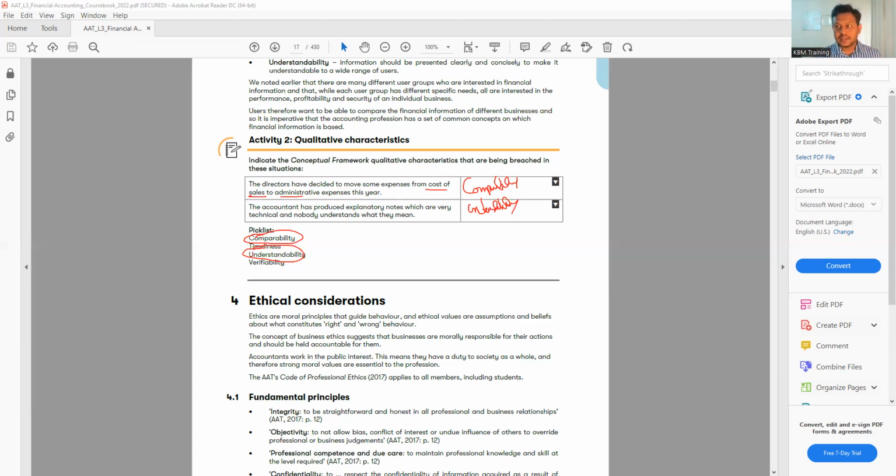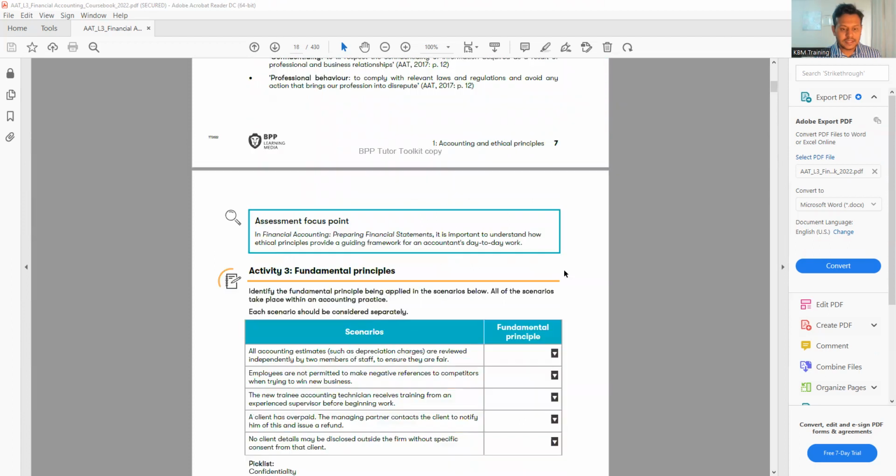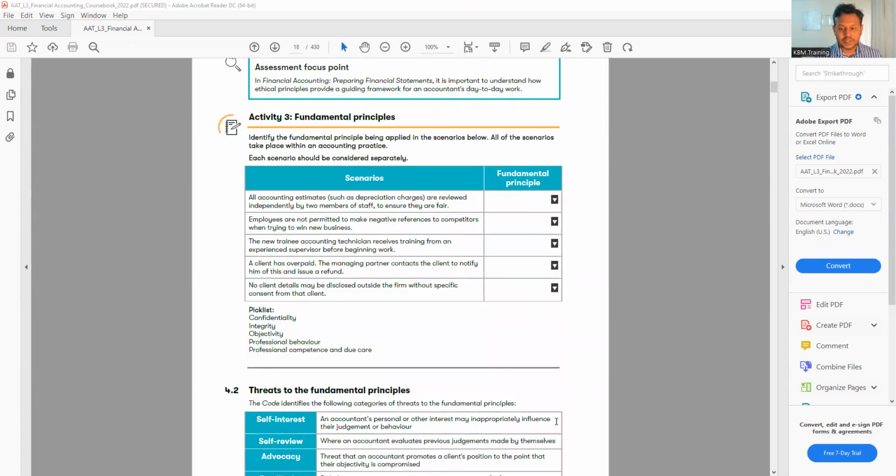All right, so let's move on to our next part. In the next part, we have the ethical consideration. We already talked about the ethics, and now we'll read some scenarios. The five fundamental principles we always have to remember, because in any paper we have to do these five fundamental principles for ethics.